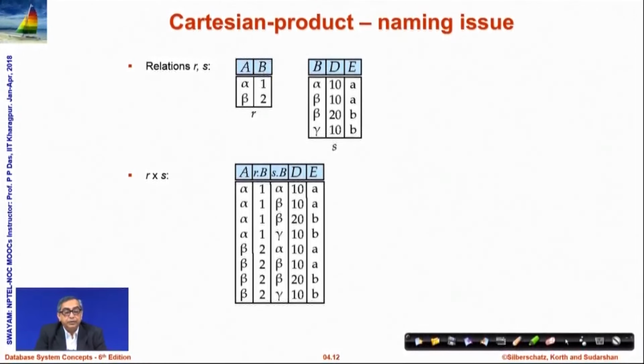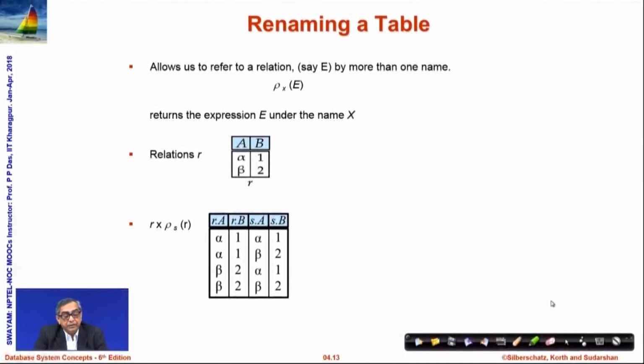So, if two attributes are common, when you take the Cartesian product, how do you name them? As the example shows here, between R and S, the attribute B is common. So, how do you take care of that? When such common names happen, we change the name of the attribute using the name of the relation. So, B coming from R will be called R dot B, and B coming from S will be called S dot B. Accordingly, relational algebra gives you a way to rename a table and give it a different name.